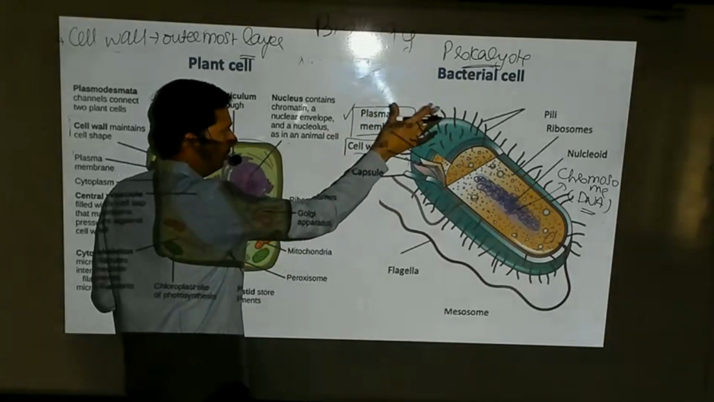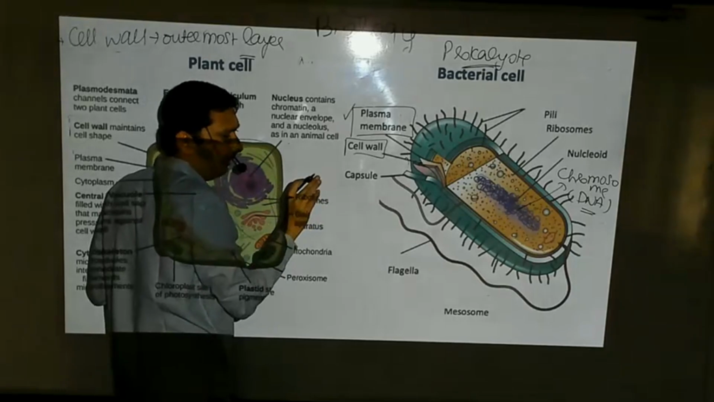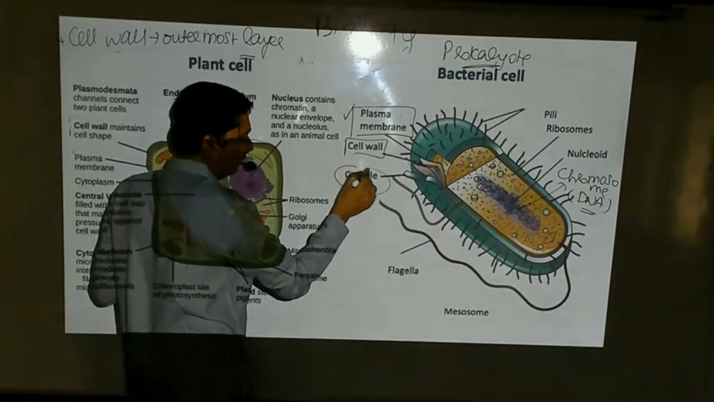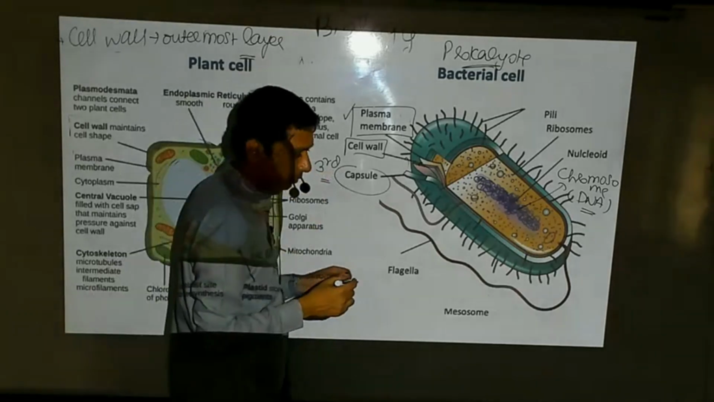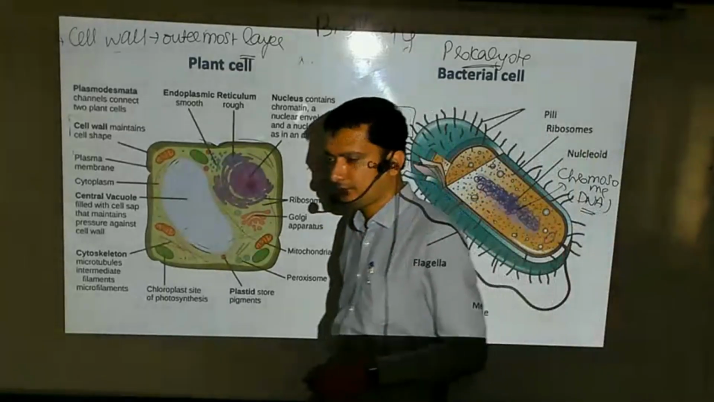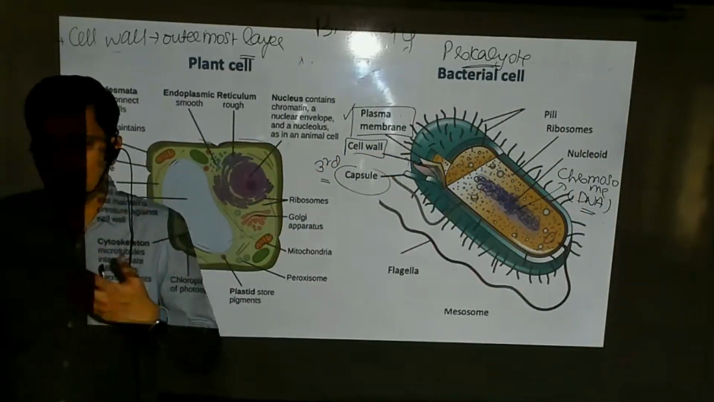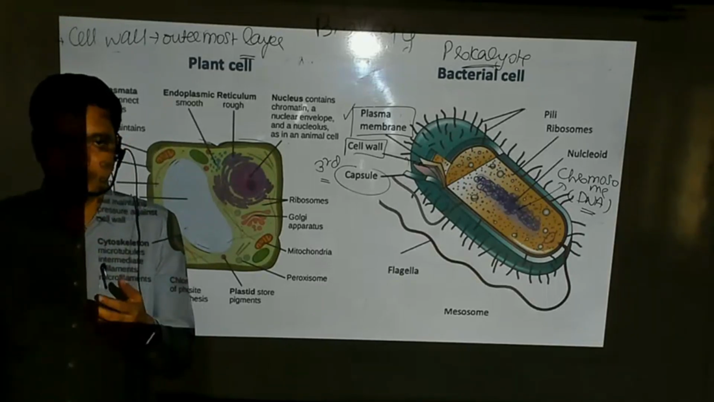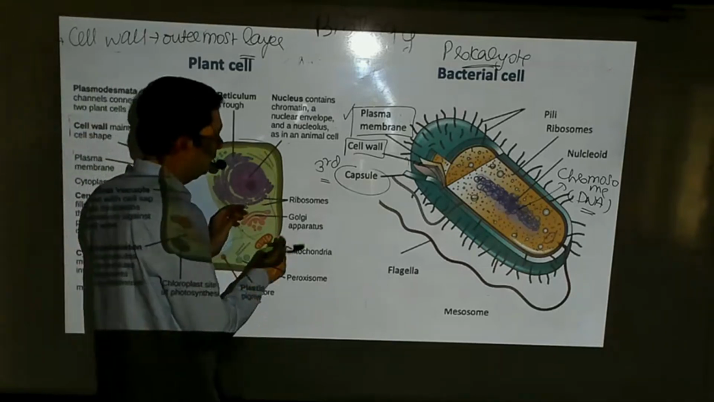So plasma membrane, second layer, cell wall. This is most common, even in bacteria. But some bacteria can also carry a third layer called a capsule. Not all microorganisms carry them. Some bacteria carry this, especially those that are resistant, those that are able to survive inside our body, inside the acid produced in our stomach. Such bacteria tend to carry a third layer.